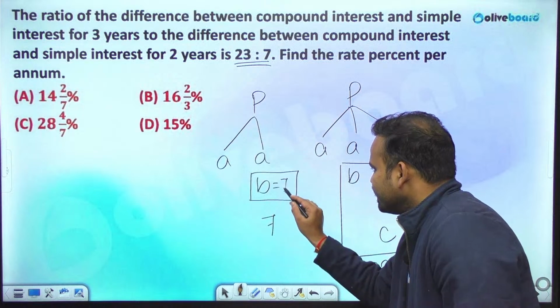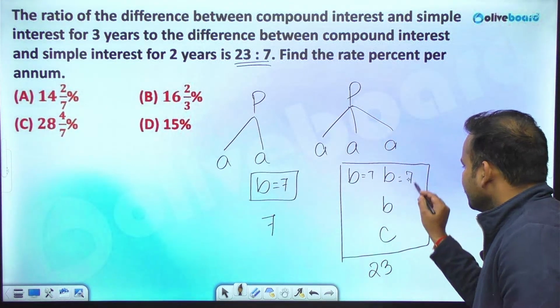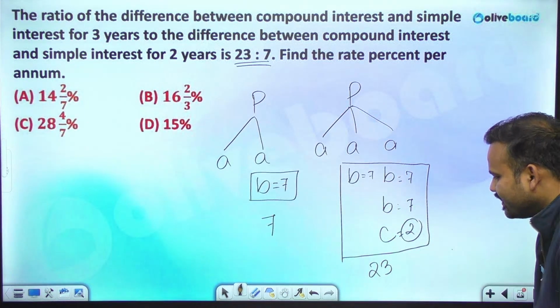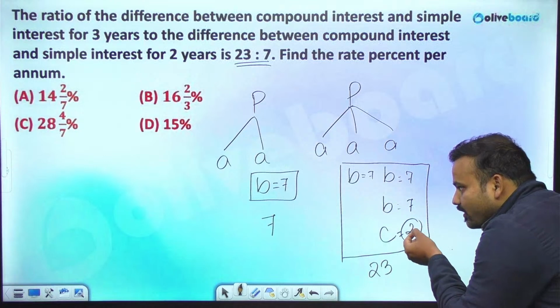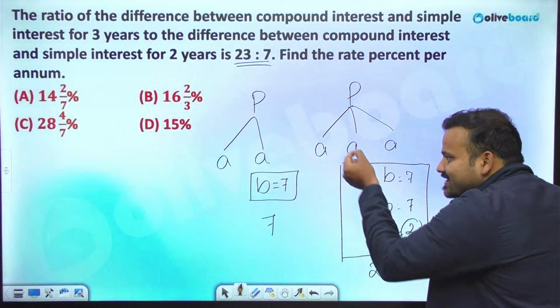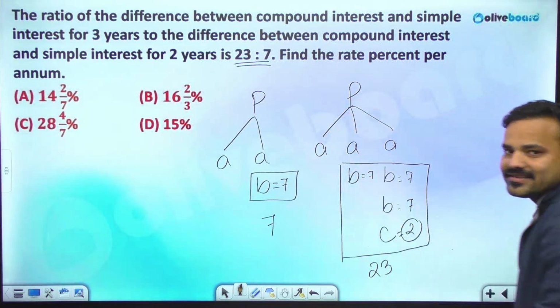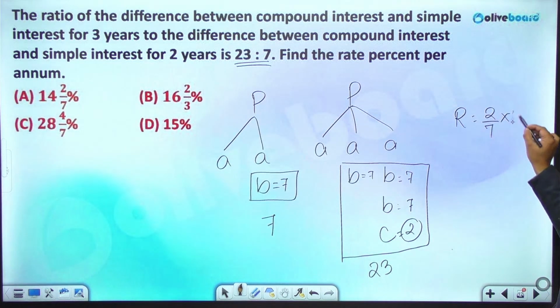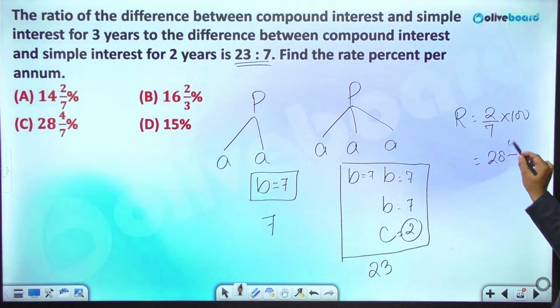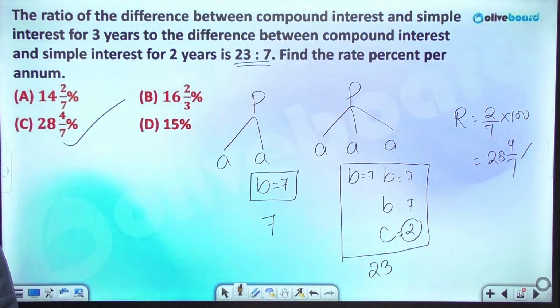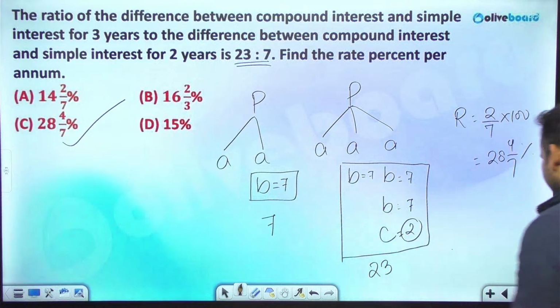So if this is 7, this particular B will be 7, 7 and 7. What is being left out? This is 21, so 2 will be left out. So we can just say this 2 rupees is accumulated as a part of B. For this C, B acts as the principal, for B, A is the principal, and for A, P is the principal. So the rate of interest will be rupees 2 on 7 times of 100, and 2 by 7 is nothing but 28.4 by 7%. 28.4 by 7% will be the rate of interest. Clear?